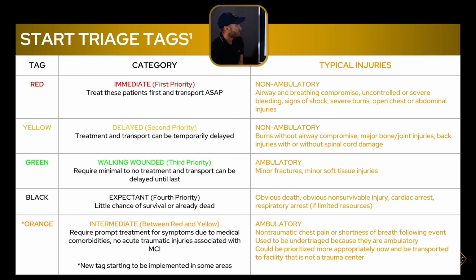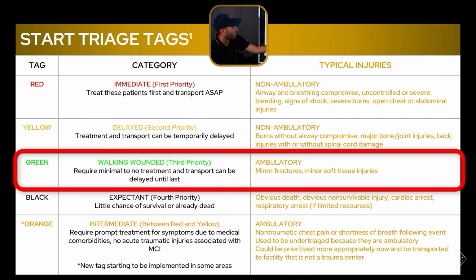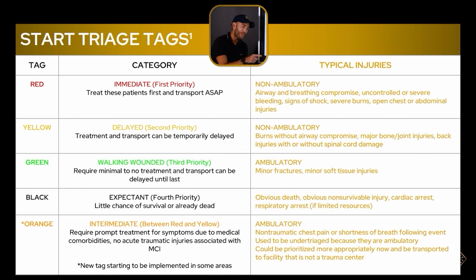So basically, the first step is, remember folks, walking wounded. This is our green priority. These are ambulatory people. Maybe they have minor fractures or minor soft tissue injuries. Folks, this is important to remember.